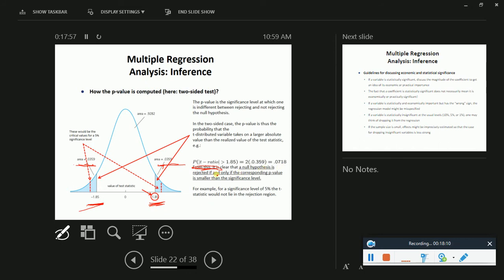So the null hypothesis is rejected if and only if the corresponding p-value is smaller than the significance level. So only if it falls in this region or that region, right? It can fall on the right hand side region, or it can fall in the left hand side region, and only if the p-value is smaller than the critical p-value. So the critical p-value is 0.0718. Only if it is like 0.06, let's say, that means it falls in the rejection region and we reject the null.